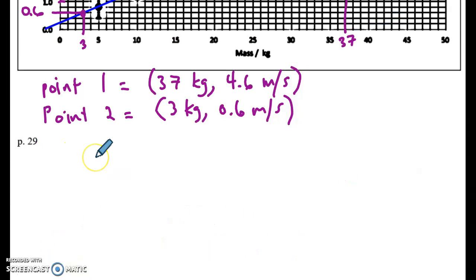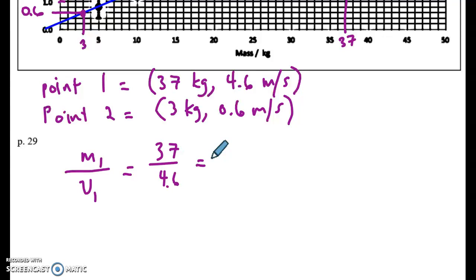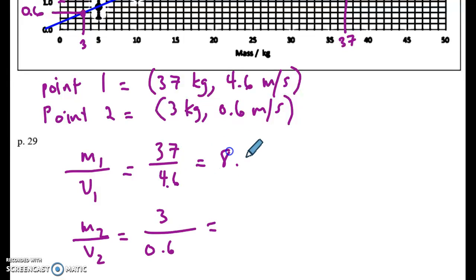Then I calculate the ratio for each of the 2 points. I do m1 over v1 is 37 over 4.6. It would be fine to do v1 over m1, and I'll do m2 over v2. That's going to be 3 over 0.6. The first is 8.04, blah, blah, blah. The second is 5 exactly. So clearly they do not match.